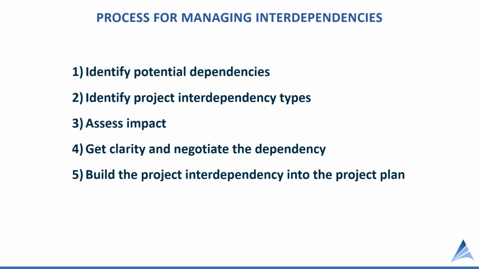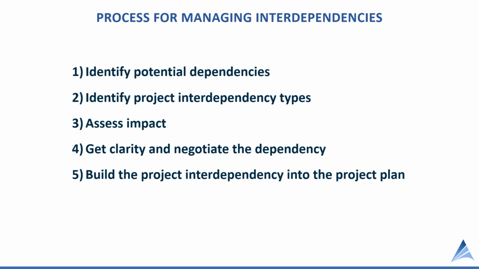And while they're doing that, the fourth step is to get clarity around that dependency and negotiate the details. What do the 2 project managers need to do to work together to manage that dependency? What kind of additional communication is needed? Do they change the scope or add to the risk register or the risk log? Identify and negotiate how the dependency is going to get managed between the project teams.